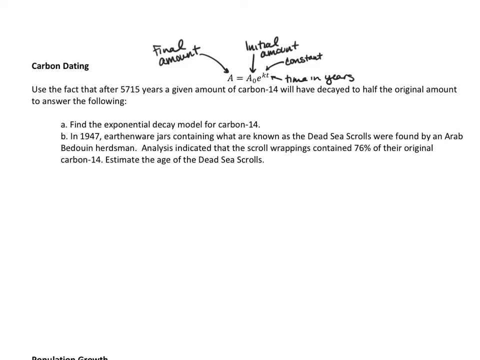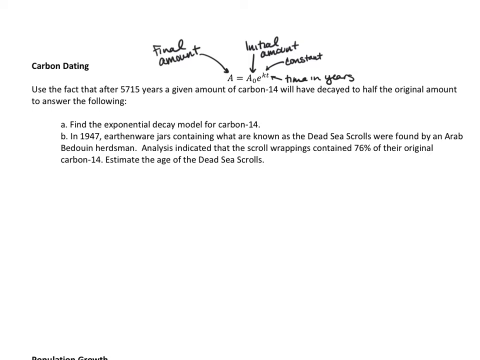So if they find an old bone, they know how quickly bone decays, and so they can measure the carbon left in this bone, use this formula and be like, aha, here's how old it is. Okay? So we're going to use the fact that after 5,715 years, a given amount of carbon-14 will have decayed to half the original amount to answer the following questions.